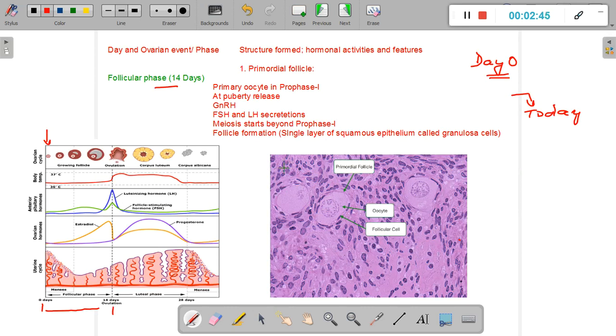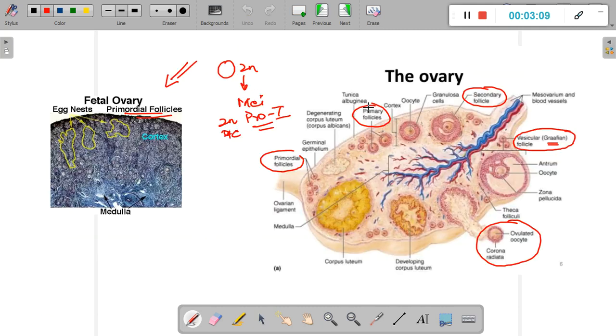Where is that primary oocyte? Here. So when puberty is achieved, what are the hormones that are released? We've got something called GnRH. GnRH acts on the anterior pituitary and releases two hormones, FSH and LH. The FSH, secreted by the anterior pituitary, goes to the ovary. So here this particular hormone, FSH, reaches the ovary. Now what does FSH do here?